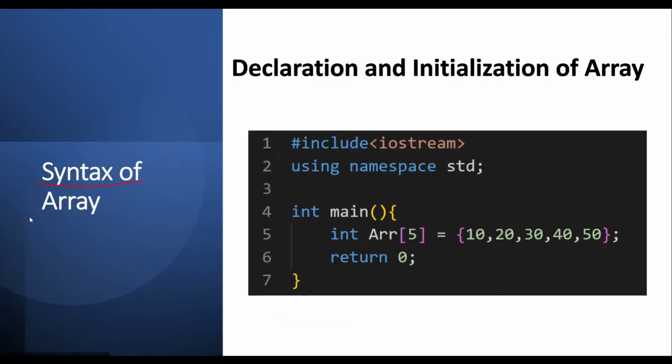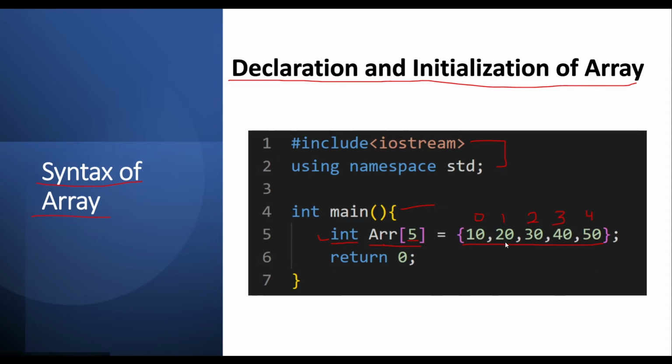Now let's discuss the syntax of an array. This image shows the declaration and initialization of an array. These are the header files, this is the main function, and int arr[5]. This is the type and this is the name of the variable. If you want to declare an array, then you have to type the name of the variable, square brackets and the size. In place of 5, you can give any number you want. And these are the values of the array. 10 is at index 0, 20 is at index 1, 30 is at index 2, 40 is at index 3 and 50 is at index 4.